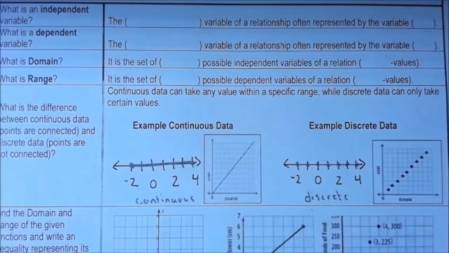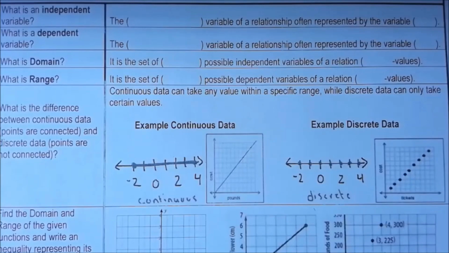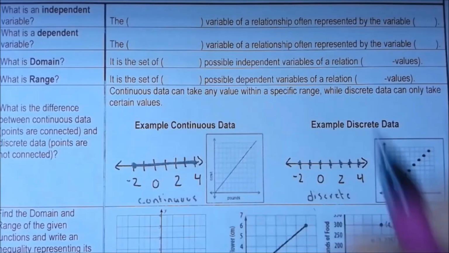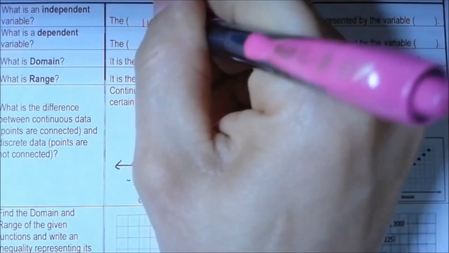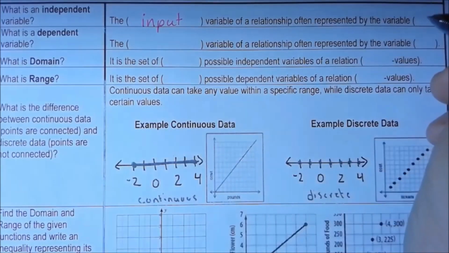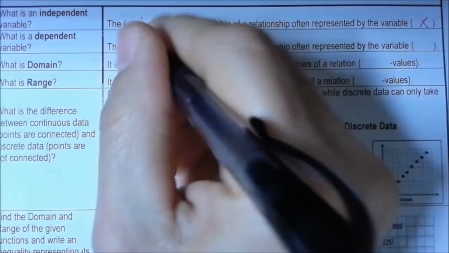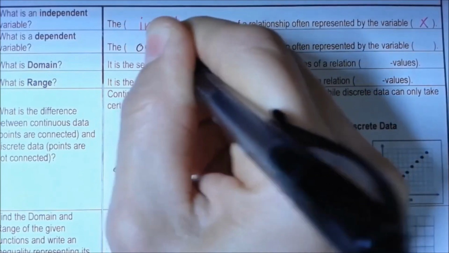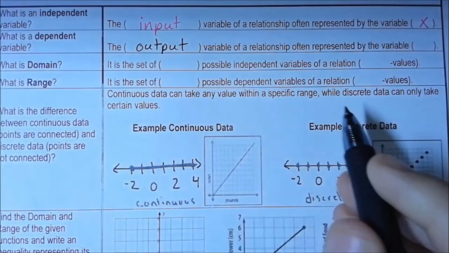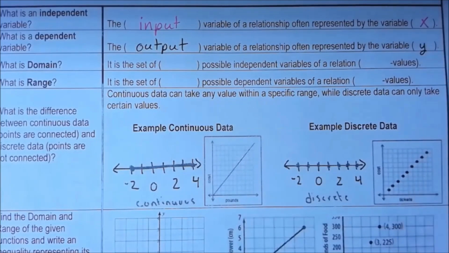In this video, we're going to be going over domain and range. And when we talk about domain and range, there are some terms that we have to know. One is, what is the independent variable? The independent variable is the input variable of a relationship, often represented by the variable x. The dependent variable is the output variable of a relationship, often represented by the variable y.